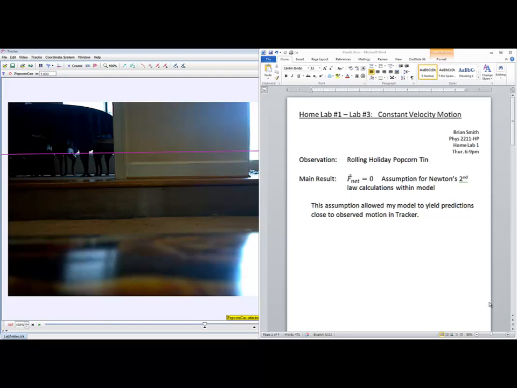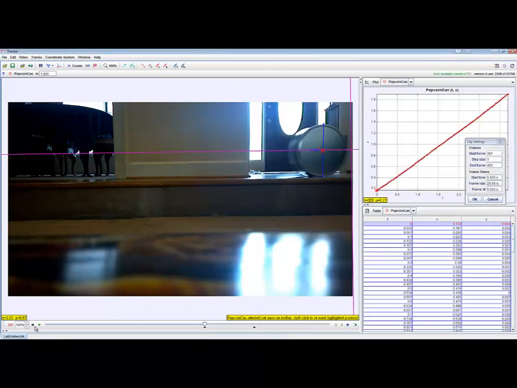with Home Lab number 1, or Lab 3 as I think it is on the online submission site, for Physics 2211, Section HP. It's the Constant Velocity Motion Lab, and what I did was I had a large holiday popcorn tin that I rolled down my hall. I videotaped that, and I plotted it in Tracker, and I'm going to go ahead and show you this video.